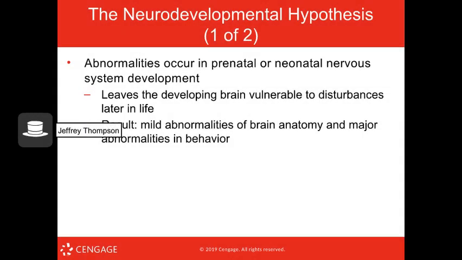Let's talk about the neurodevelopmental hypothesis. So, things that occur when you are young and your brain is developing, especially before you're born, any abnormalities can have long lasting effects. It can leave your brain vulnerable to anything that could happen later. So, it's very important that at a very early stage, when your brain is most vulnerable, that we keep it safe. And a thing to keep in mind is that small abnormalities in your brain anatomy early on can lead to major abnormalities in your behavior later on.